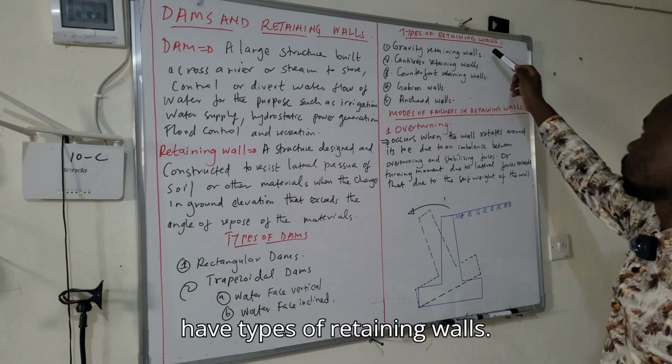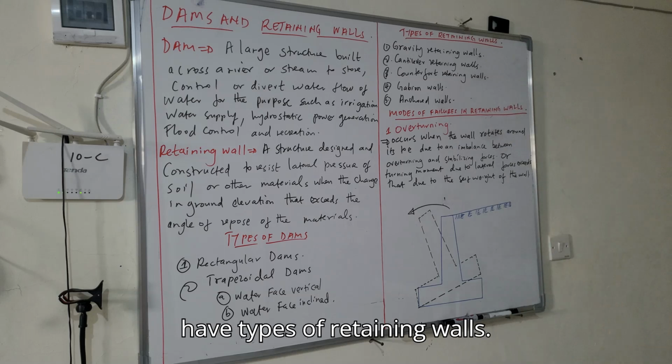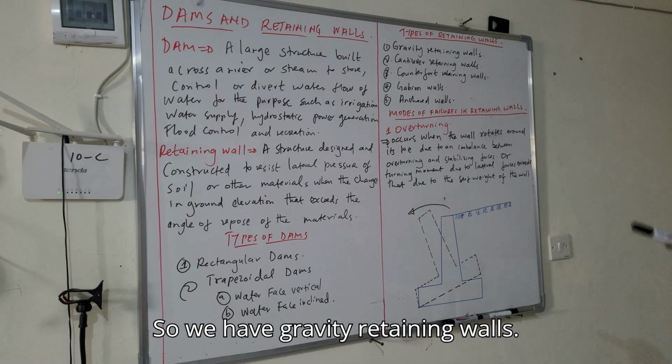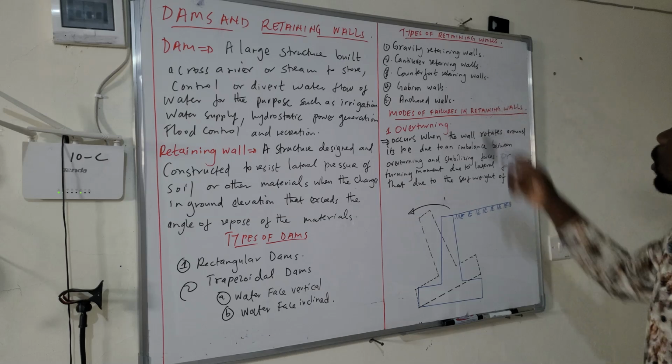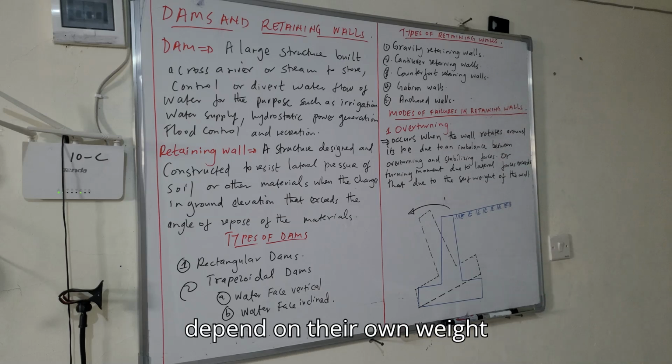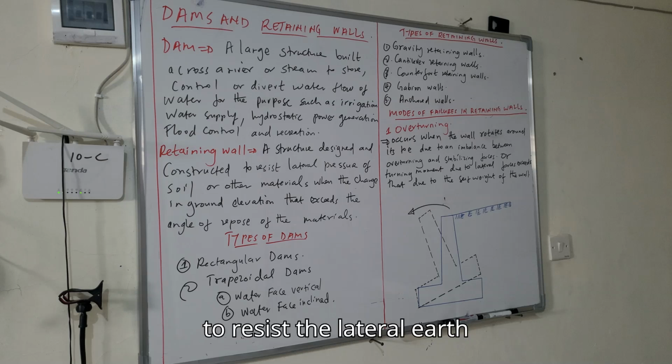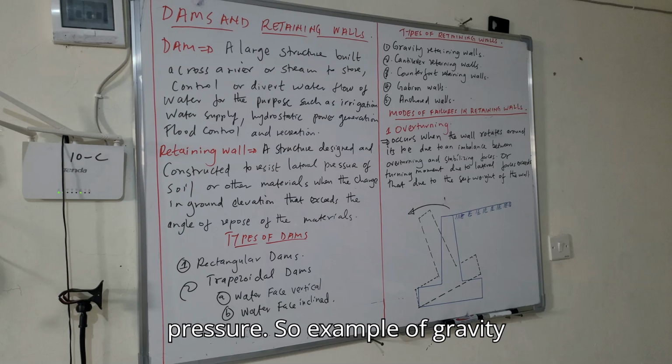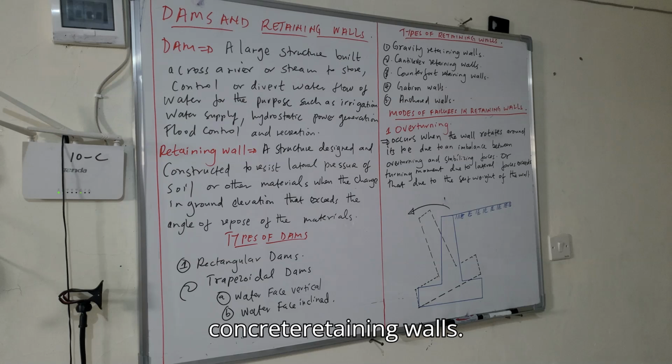Again, we have types of retaining walls. We have gravity retaining walls. These gravity retaining walls depend on their own weight to resist the lateral earth pressure. Examples of gravity retaining walls are mass concrete retaining walls, masonry retaining walls, etc.